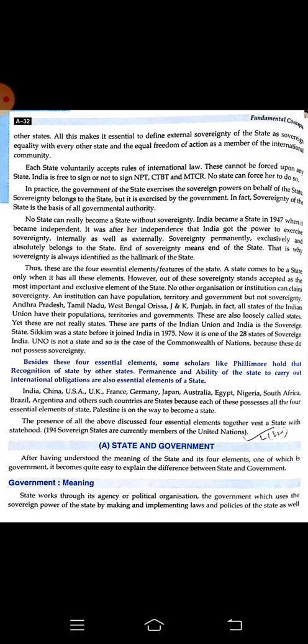Okay, next is the meaning of government, because we have to understand the difference between the state and the government here. So first, let us start with the meaning of the government.